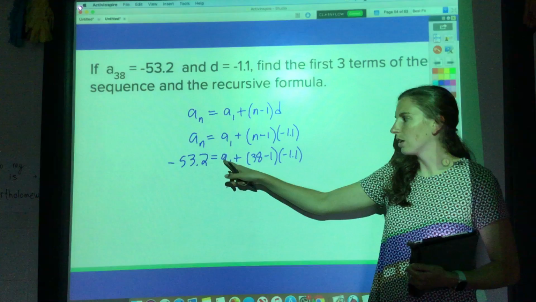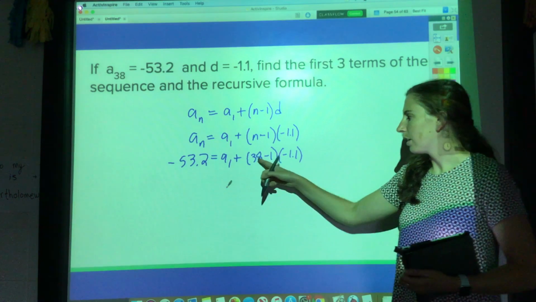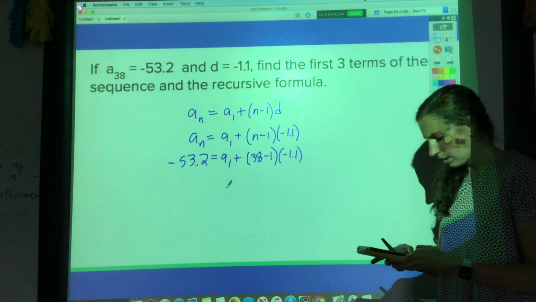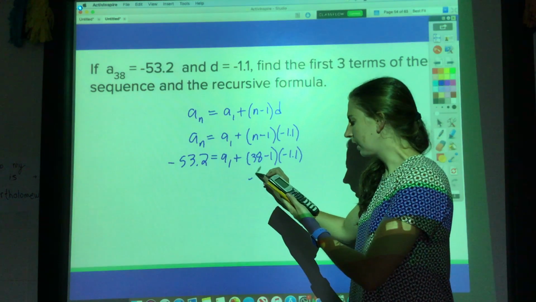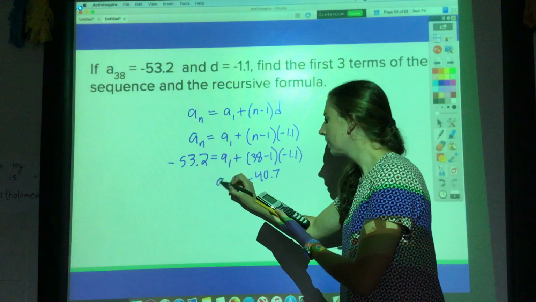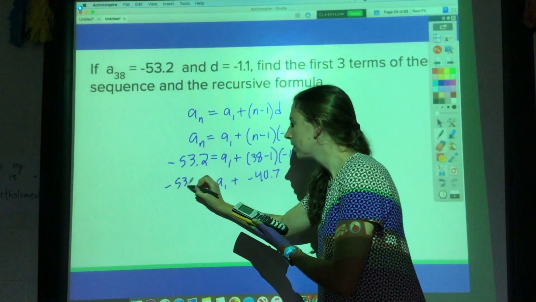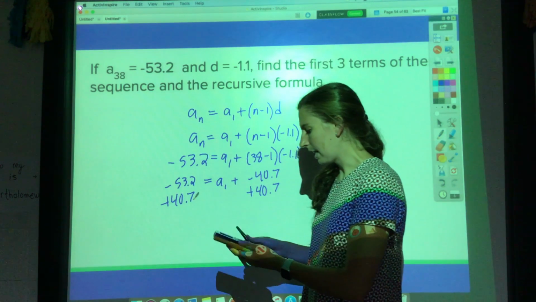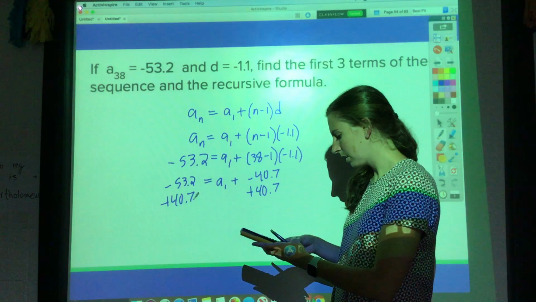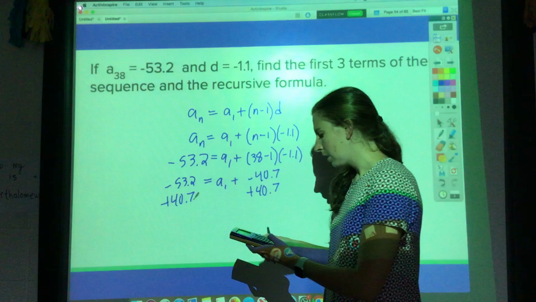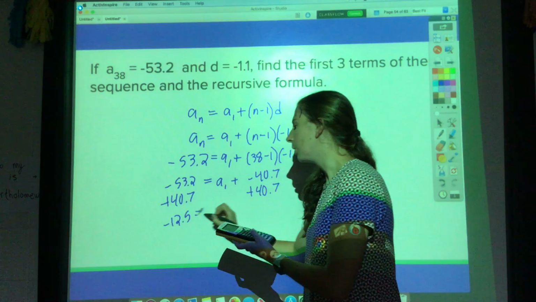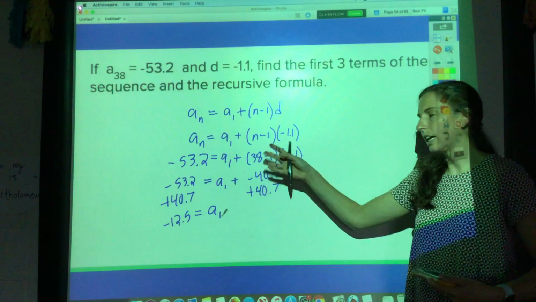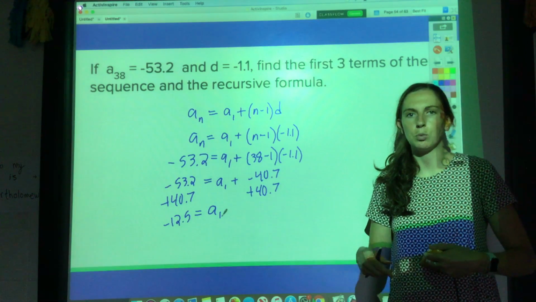This is helpful because now I can solve for A1. So this would be 37 times negative 1.1. So 37 times negative 1.1 would be negative 40.7 plus A1 equals this. And then add that to both sides of the equation. And that should be the same thing we got before. Yeah, negative 12.5 equals A1. So that's another way you could get back to the first term, is fill in everything in the explicit formula and it would take you back to A1. You could solve for it.